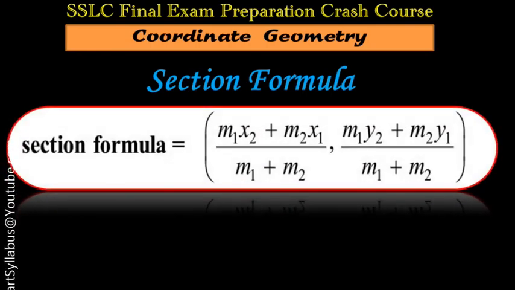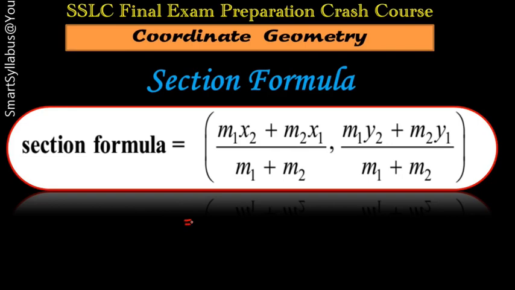So this is the section formula students. Section formula is equal to (m1x2 plus m2x1) the whole divided by (m1 plus m2). The second point is (m1y2 plus m2y1) the whole divided by (m1 plus m2). So this is the formula. Using this formula we can find the answers to section formula related sums. Okay, let's see how to write this formula now.